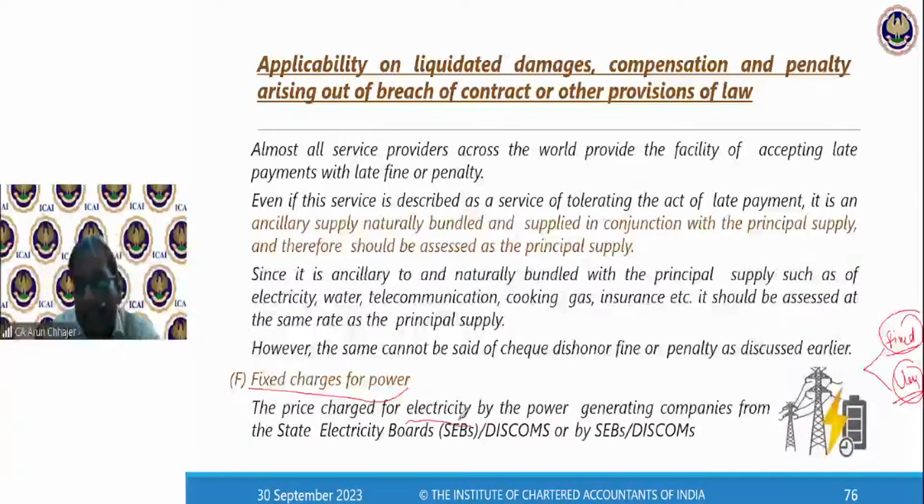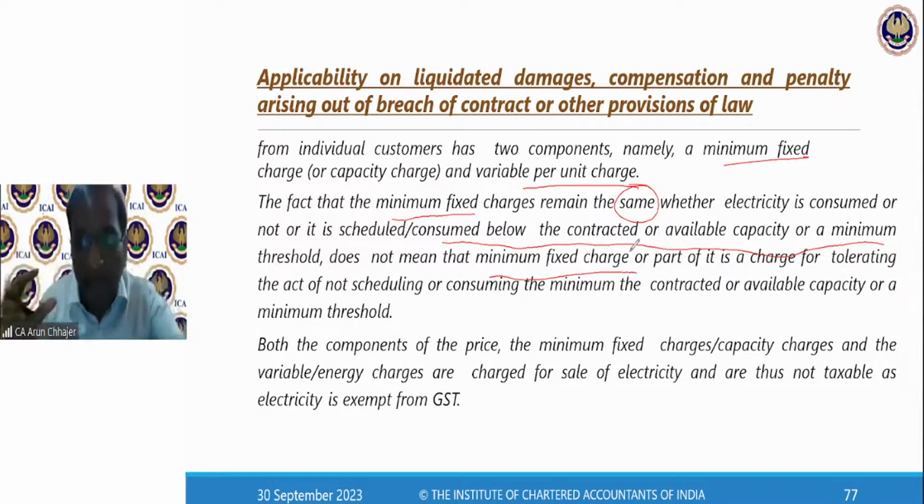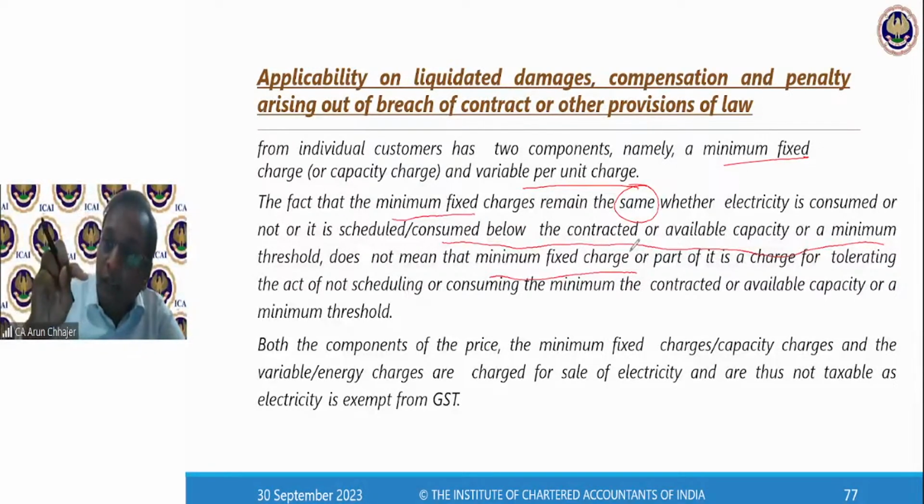The price charged for electricity by the power generating company, State Electricity Board, DISCOM, or by SEB or DISCOM from an individual customer has two components, minimum fixed charges and variable charges. The fact that minimum charges remain the same whether electricity is consumed or not, or is scheduled or consumed below the contracted or available capacity or a minimum threshold, does not mean that minimum fixed charges. Now try to understand, this particular minimum fixed charge has been interpreted in different manners.